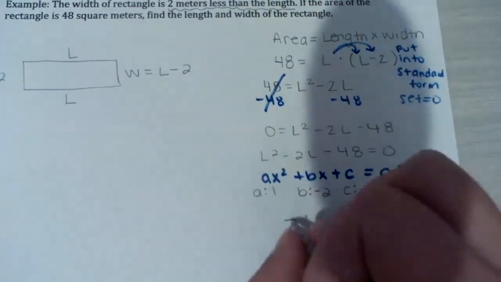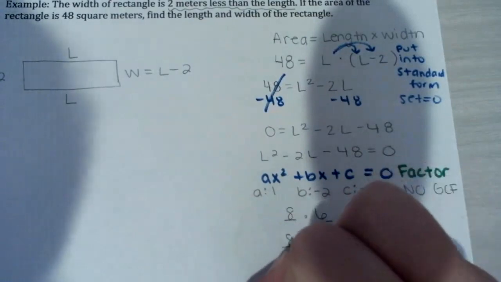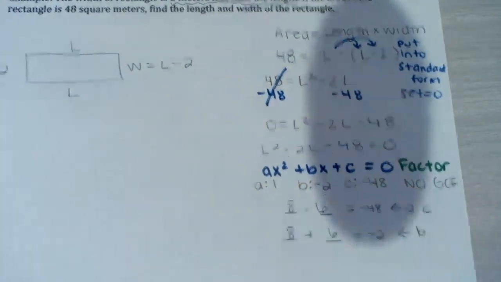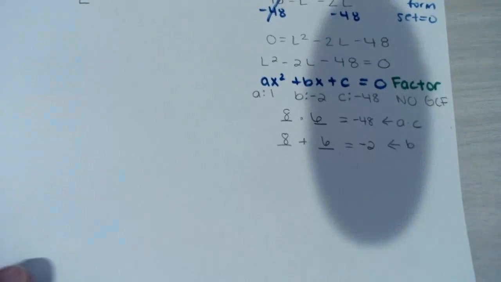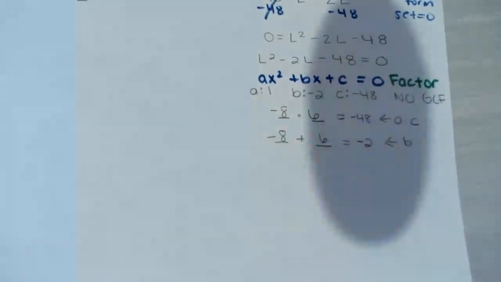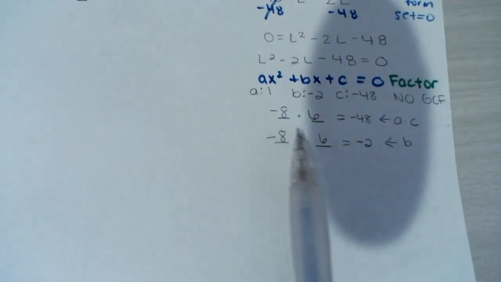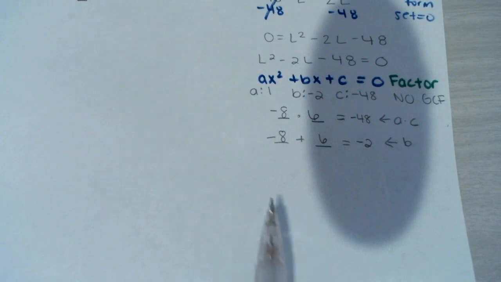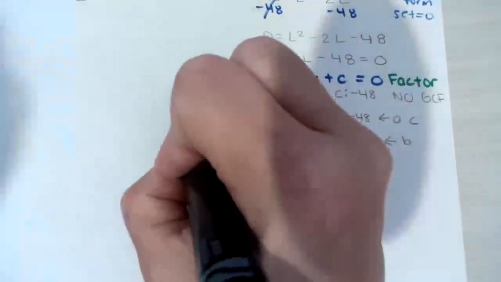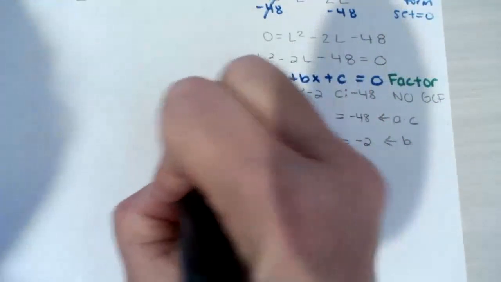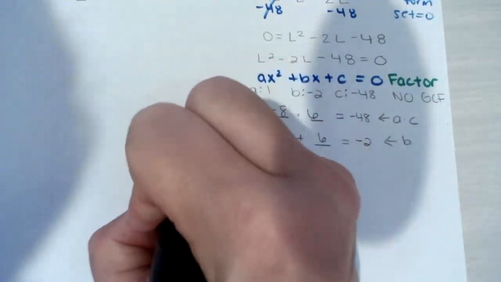8 and 6. So let's see, 8 and 6. In order to multiply together to give us negative 48, one's positive, one's negative. In order to add together to give us negative 2, that means the bigger number is negative. So 8's bigger than 6, so 8 should be negative. So negative 8 times 6 is negative 48. Negative 8 plus 6 is negative 2. Thankfully, our A value here is 1, so we can use our shortcut, which is nice.